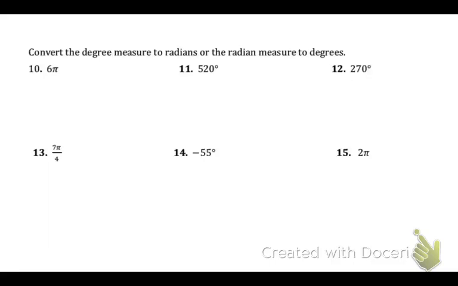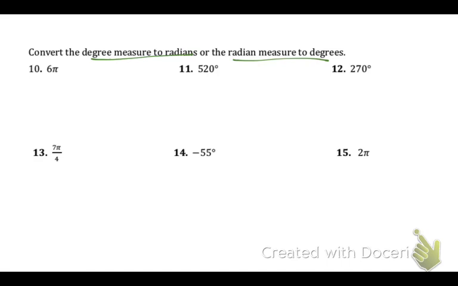Algebra 2, Unit 7 Study Guide, numbers 10 through 19. So we're going to convert angle degree measures to radian or radian to degree. So number 10, notice it's 6 pi. So that's a radian angle measure. So we want to convert it to degrees.